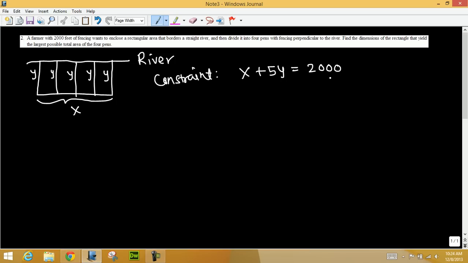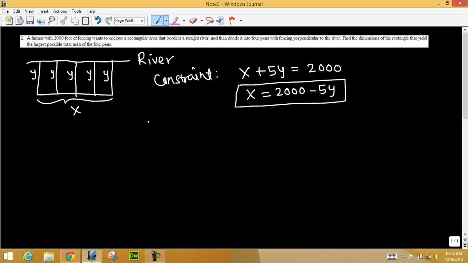And as soon as we write down the constraint, we need to solve for one variable. We can solve for x or solve for y. Let's solve for x, because just move 5y to the other side. So x equals 2,000 minus 5y. As soon as we know the value of y, then we plug in y times 5, subtract from 2,000, we get x. That's the constraint relationship between two variables.